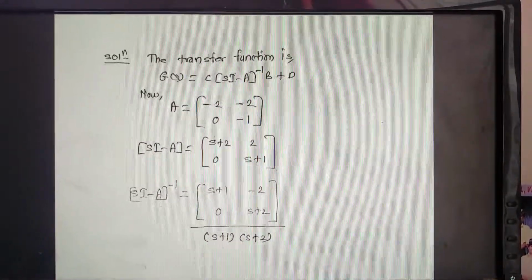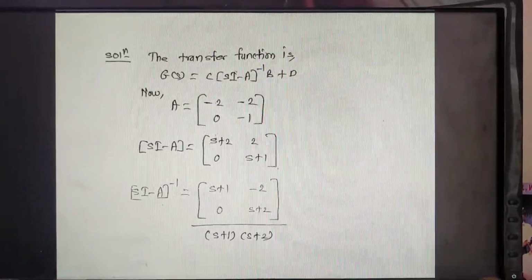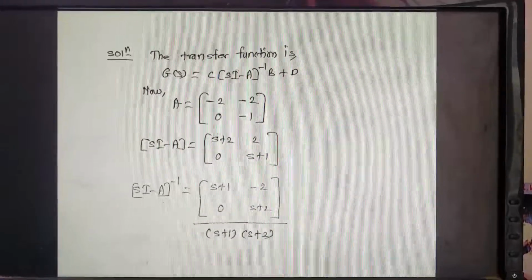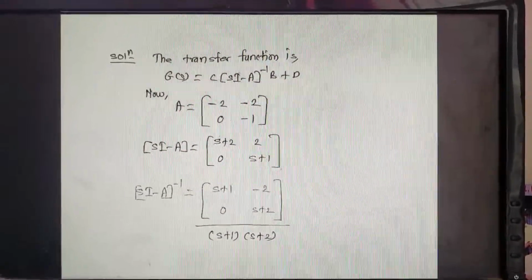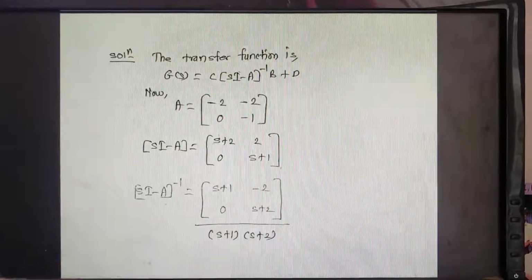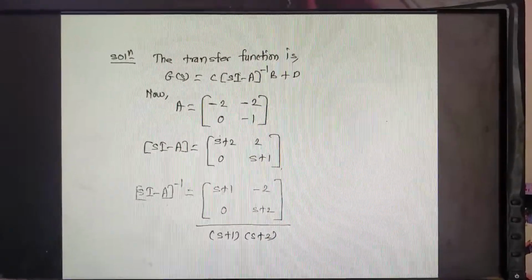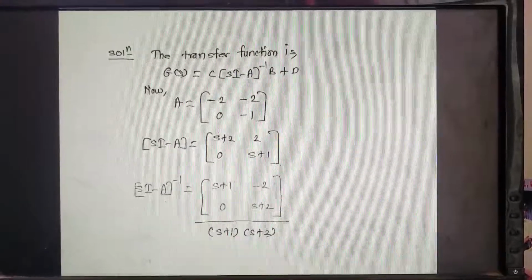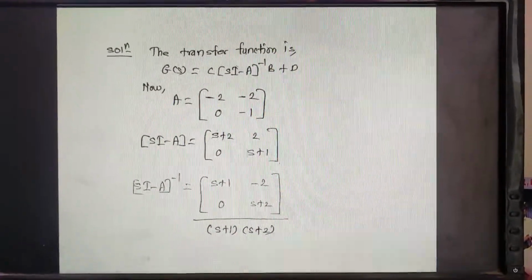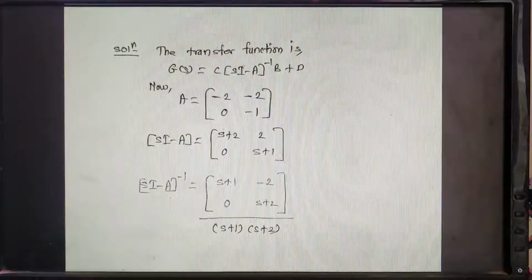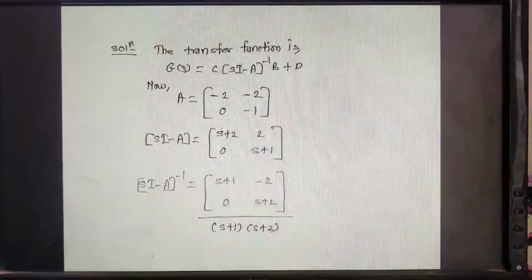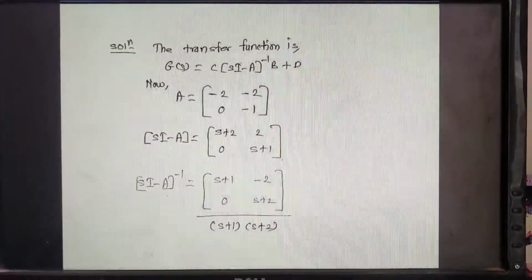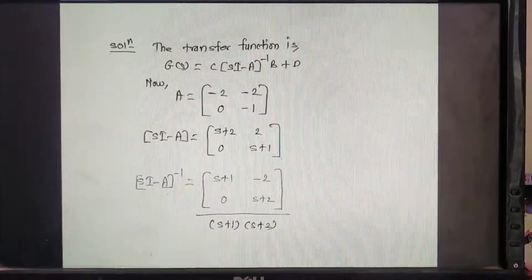Let's start solving. First, we need to calculate sI - A. Now, in order to calculate sI - A, we need the value of sI. As the A matrix is of order 2 by 2, the identity matrix also will be of order 2 by 2. That identity matrix is to be multiplied with s. From that, we need to subtract A. So we will obtain sI - A.